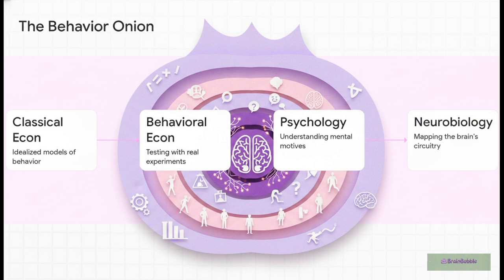Digging a bit deeper, we hit Step 3, psychology, where we ask what mental motives are driving those behaviors. And finally, right at the absolute core, we find Step 4, neurobiology. This is where we're literally mapping the physical circuitry of the brain to see the biological roots of our decisions.